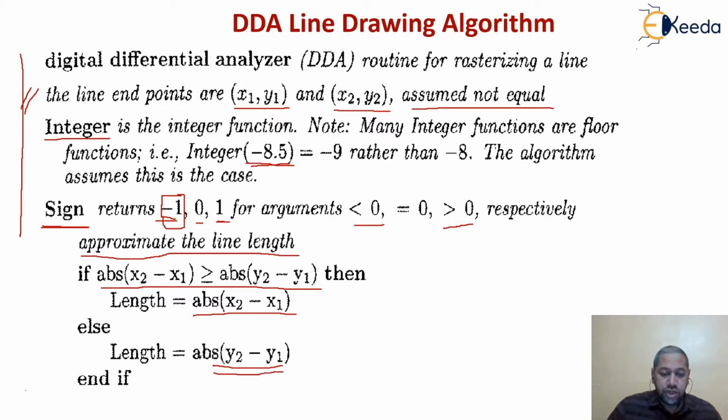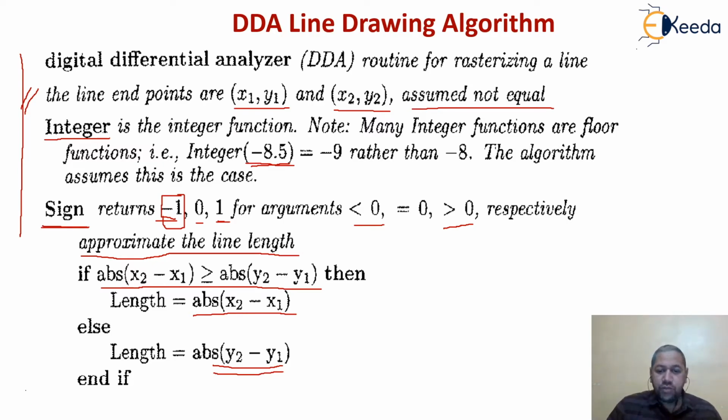So in this particular case, I am just going to take the largest value of delta x and delta y. This is the first thing we have to decide: the length of the line. Length is equal to delta x or delta y, whichever is larger, so that we are going to assign.